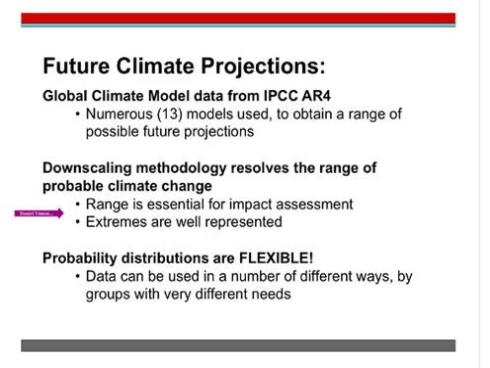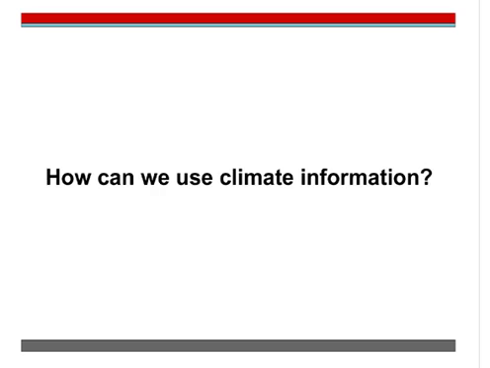The downscaling methodology resolves the range of probable climate change. As I said, this is essential for impact assessment. I'll give an example here. It also retains the extremes. Because we retain the probability distribution, we're not constrained by this interpolation. We interpolate the parameters of the distribution rather than the data itself. And so we retain the possibility of these extreme events. And then most importantly, these probability distributions are very flexible, so we can use the data in a number of ways. Let me give some examples here.